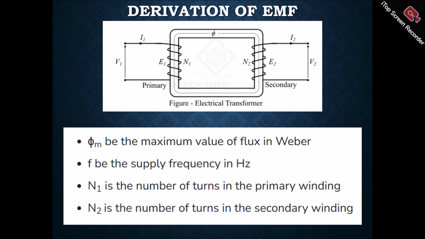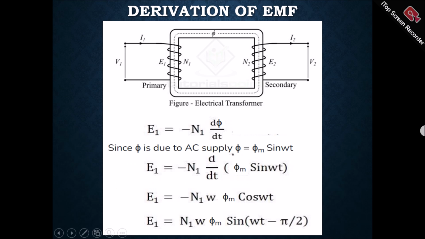Almost all flux produced by primary windings links with the secondary winding, hence an EMF E2 is produced in the secondary coil. The value of E2 is given in the next slide. EMF induced in primary coil is given by minus N1 multiply rate of change of flux. Flux is not constant, it is changing according to the applied V1 voltage, and that's why flux is also alternating flux.